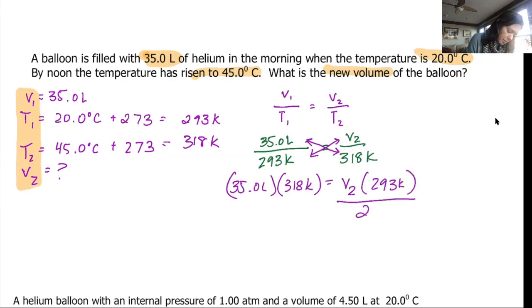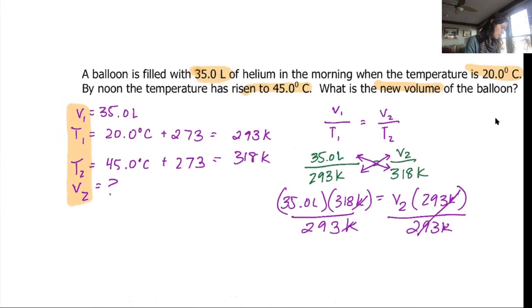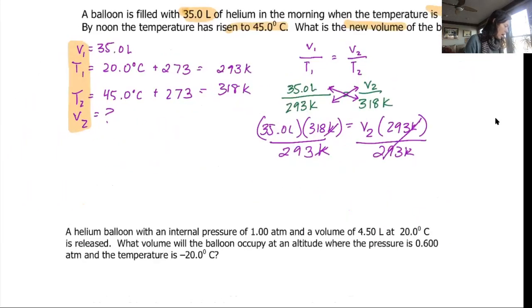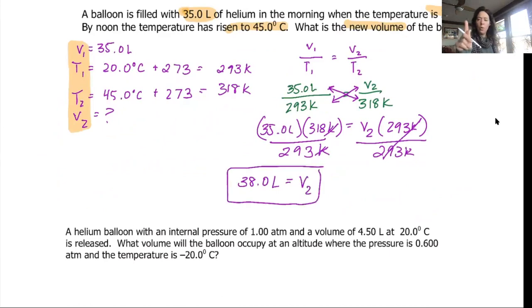Go ahead and divide both sides by 293 kelvins and see that your kelvins cancel. You're left with liters, that is a volume. The answer is 35 times 318, divided by 293. And that's going to be what? It's a perfect 38.0 liters equals V2. All right, one more.